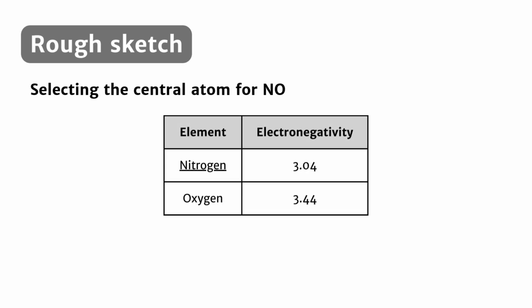The central atom in the NO Lewis structure is determined by selecting the element with the lower electronegativity. Nitrogen has an electronegativity of 3.04, while oxygen's is 3.44. Since nitrogen has a lower value, it is chosen as the central atom. Thus, the rough diagram for the NO Lewis structure can be drawn by placing the two atoms in a straight line, as there are only 2 atoms involved.